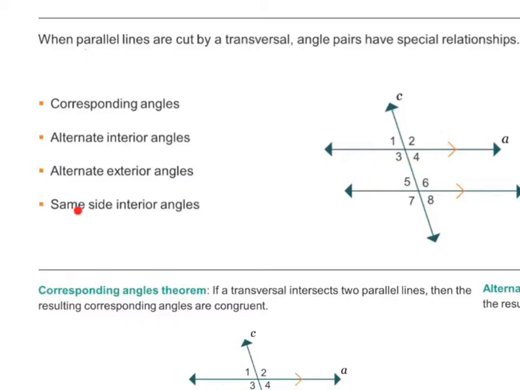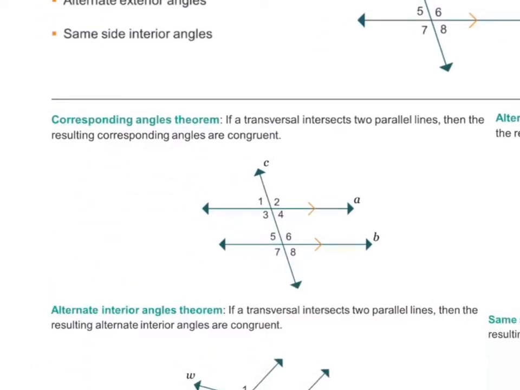angles. And then same side interior angles, so we'd be on the same side of the transversal, and we'd be on the interior in between the two parallel lines. Okay, so let's talk about the relationships that we get between those.